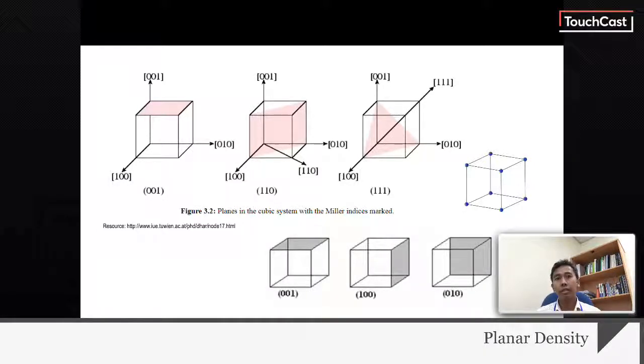Things like Miller indices, linear density and planar density will later benefit you when you want to predict properties such as mechanical properties based on crystal structures.